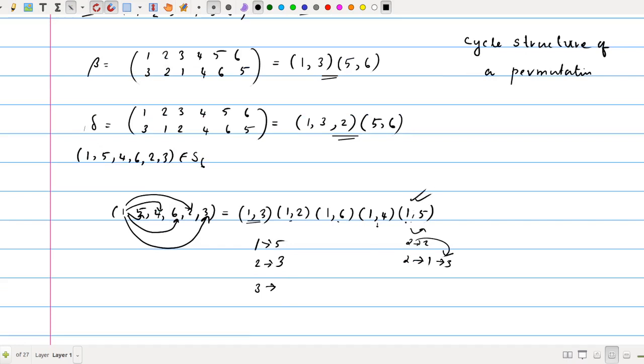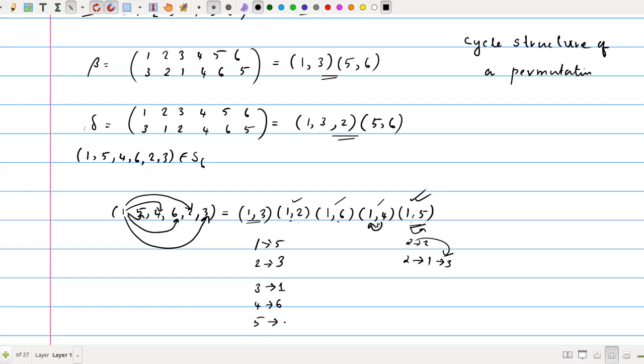Again, 3 is fixed here, 3 is fixed in the next one, 3 is fixed in this one, 3 is fixed in this one. Only in this transposition does 3 undergo a change. So 3 goes to 1, 3 goes to 1 here. So 3 is ultimately mapped to 1. Okay. Similarly, you can write the image of 4 by looking into the product. 4 is fixed here, and this 4 is mapped to 1 here, and that 1 is mapped to 6, and 6 is fixed here and here. So we have 4 is ultimately mapped to 6.